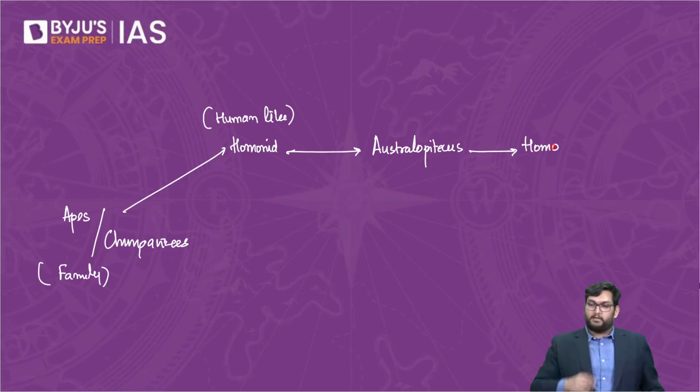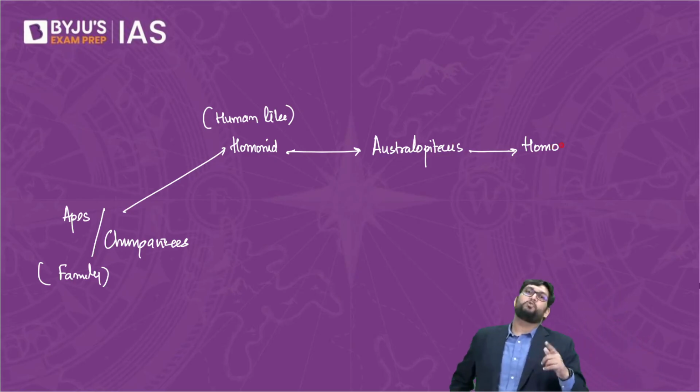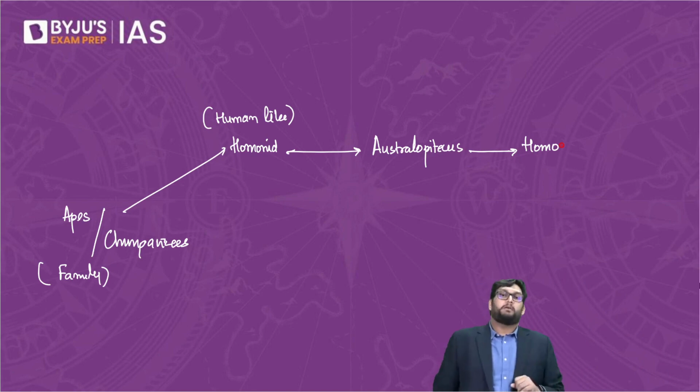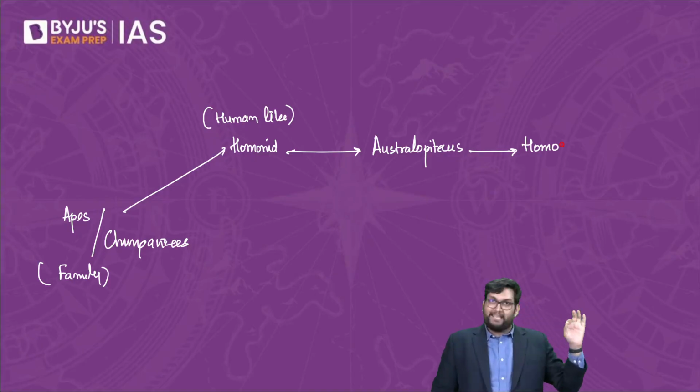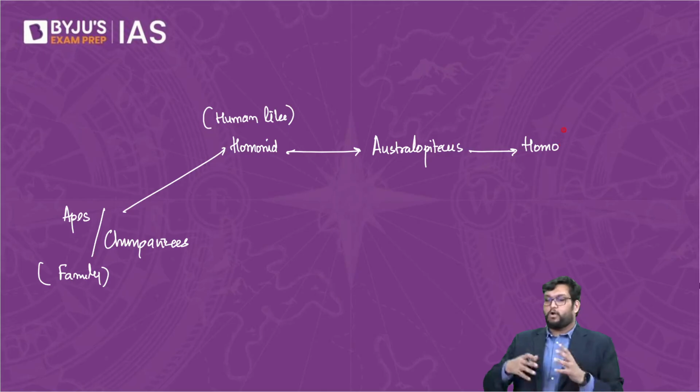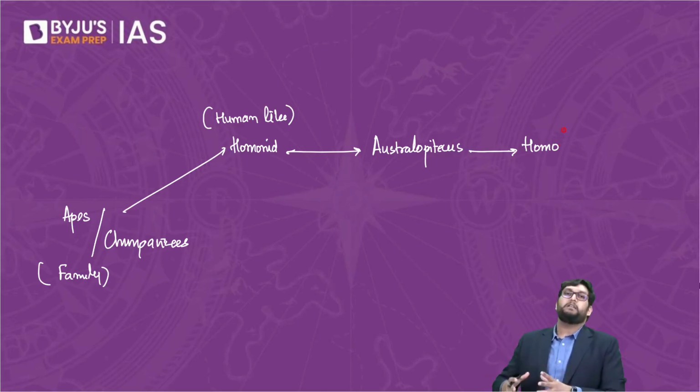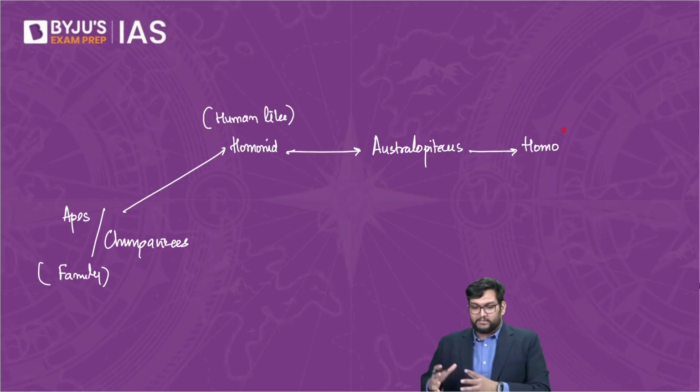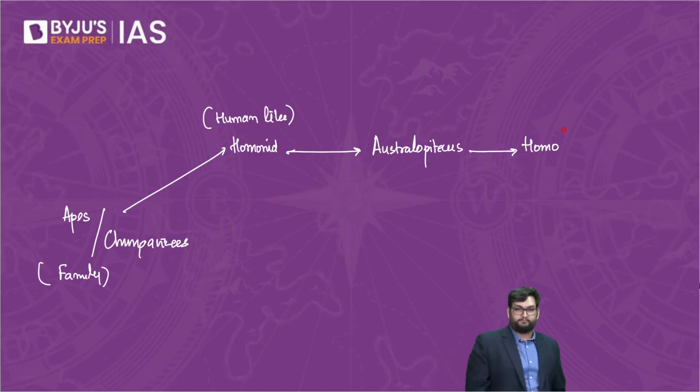Now, you would say, sir, you are starting at Homo sapien. But why aren't you starting at Australopithecus? Nikhil, I can see a pattern. Pay attention. Apes and chimpanzees are there. We evolve into a larger category called hominid. Under hominid, you have Australopithecus, and then from Australopithecus, you become Homo.